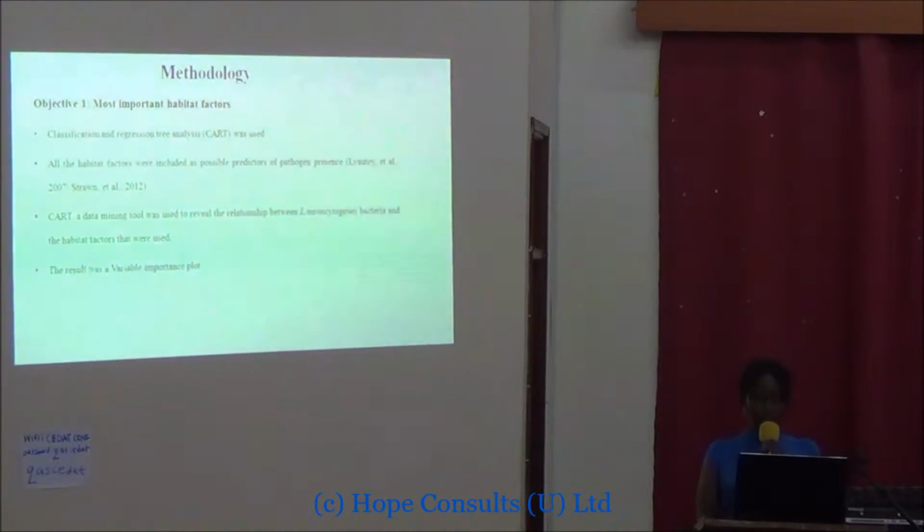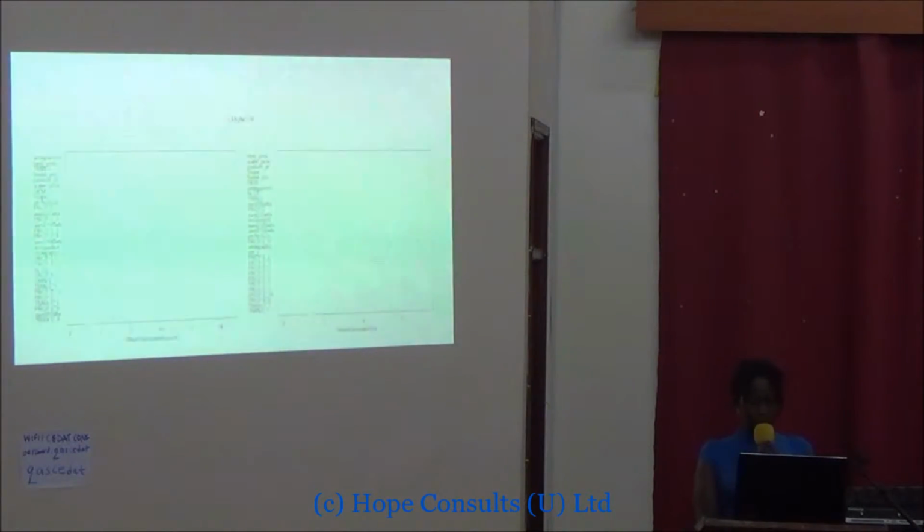So to find out the most important factors, we carried out a classification and regression tree analysis. We considered meteorological and environmental factors like the type of soil, the amount of water in the soil, proximity to lakes, water sources, proximity to forests, and many others. And when we carried out this analysis, we came up with this table.